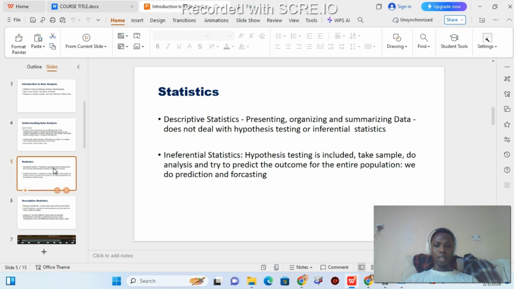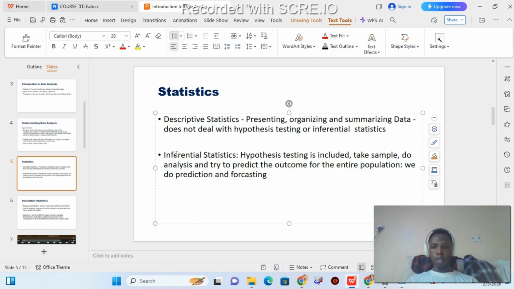So I was trying to explain inferential statistics. So inferential statistics basically involves testing hypotheses. You test a hypothesis to arrive at an inference. Basically, you test a hypothesis to come to an inference.